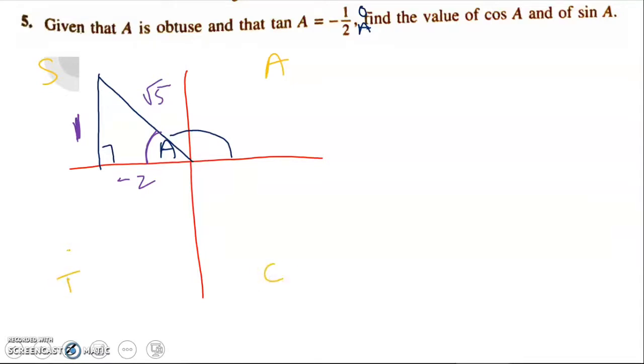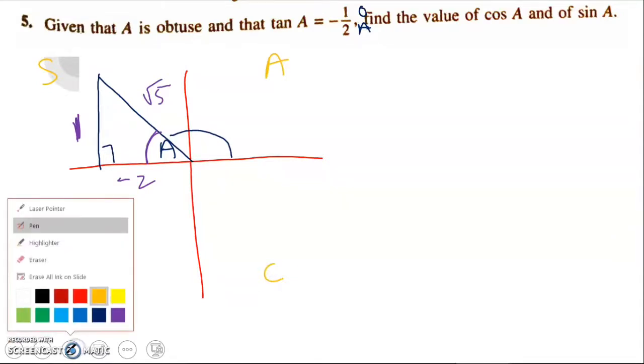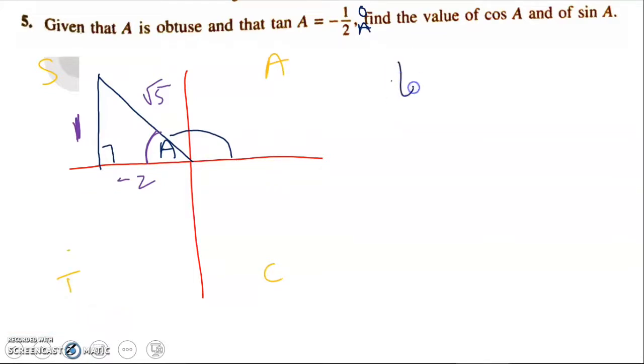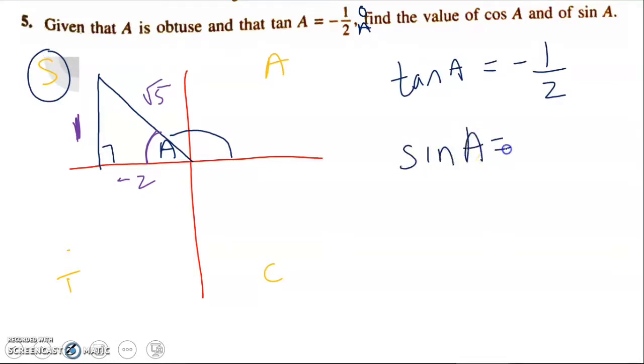Alright, so let's figure out cos and sine. We know what tan is. Tan is equal to negative 1/2, which makes sense. It is where sine should be the only thing positive. Speaking of sine, let's go ahead and find what sine is. We know it's going to be positive already. Opposite over hypotenuse, which is 1 over square root of 5. That will end up being square root of 5 over 5 once you rationalize.